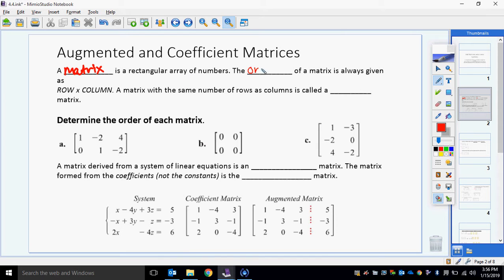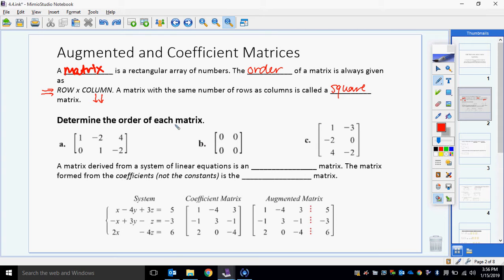We have what's called the order of a matrix. The order is always given as the row by the column. Rows are horizontal, columns are vertical. So however many rows there are times however many columns there are. A matrix with the same number of rows as columns is called a square matrix. You'll notice that if it has the exact same rows as columns, it ends up being a square.